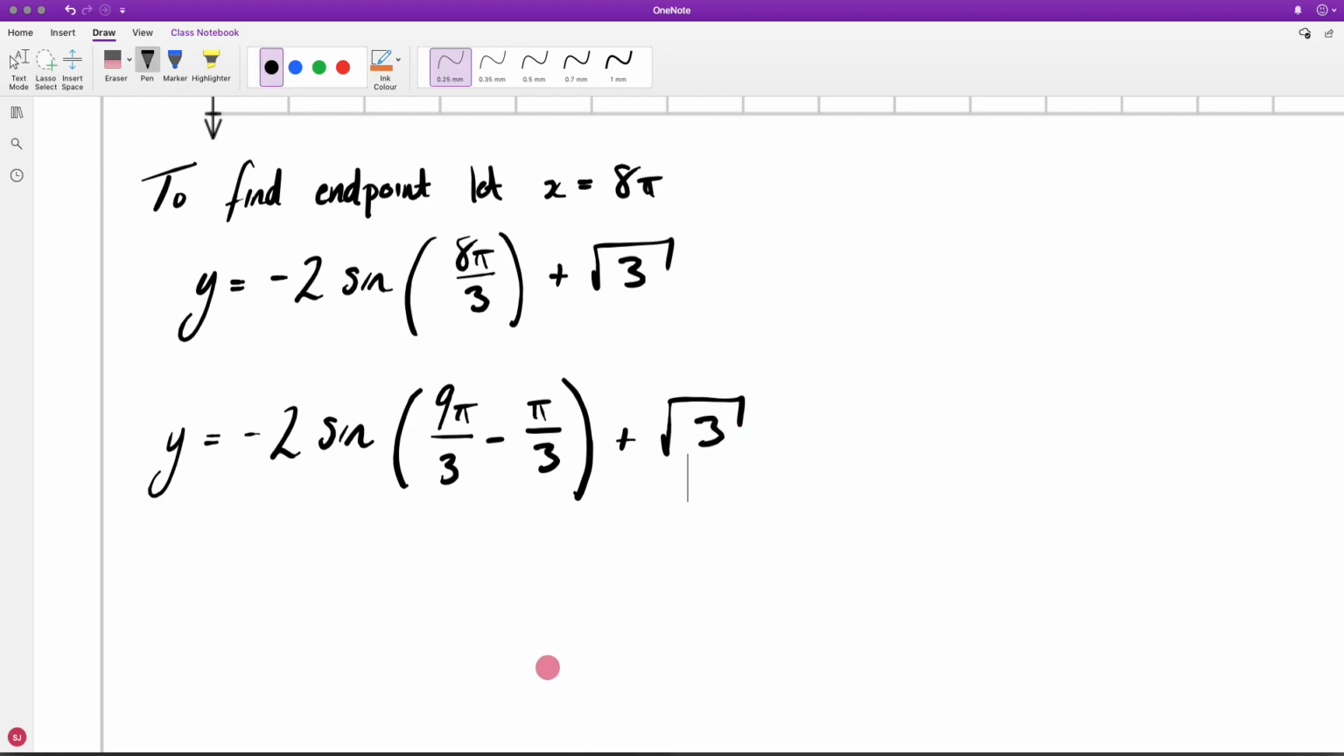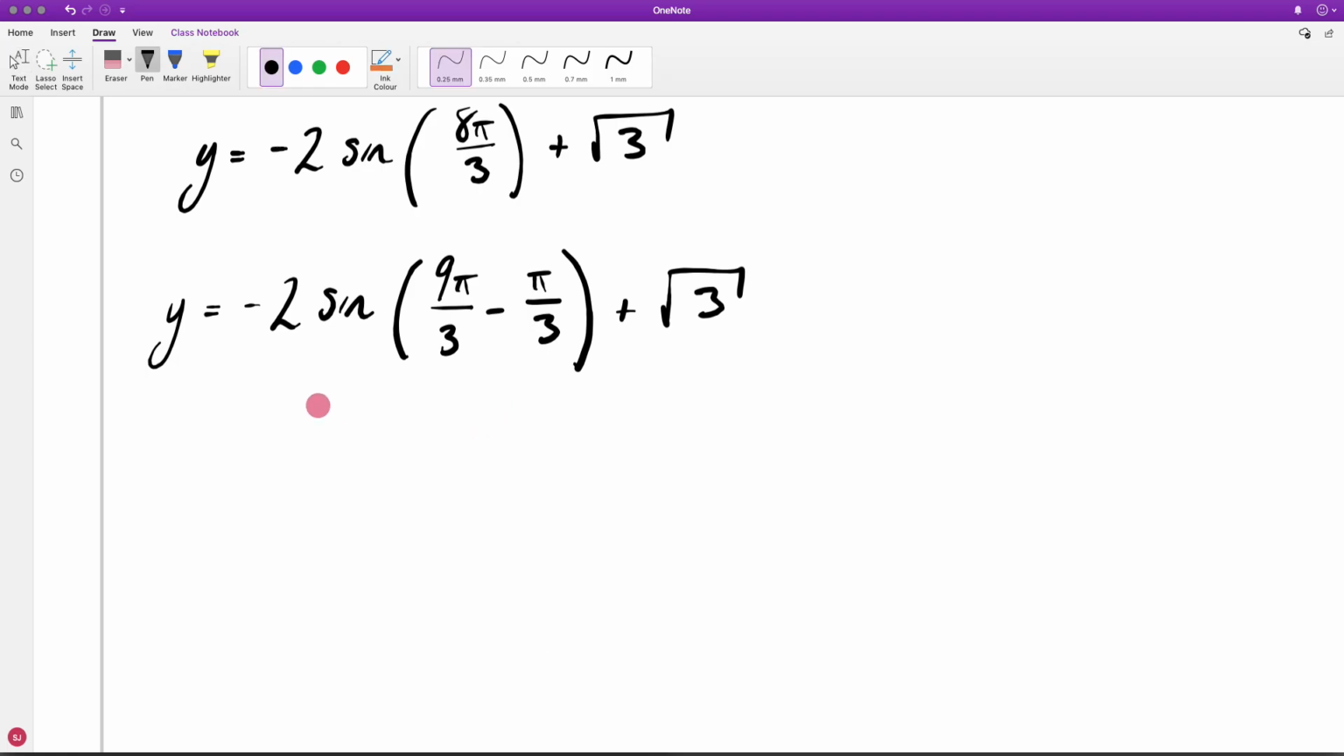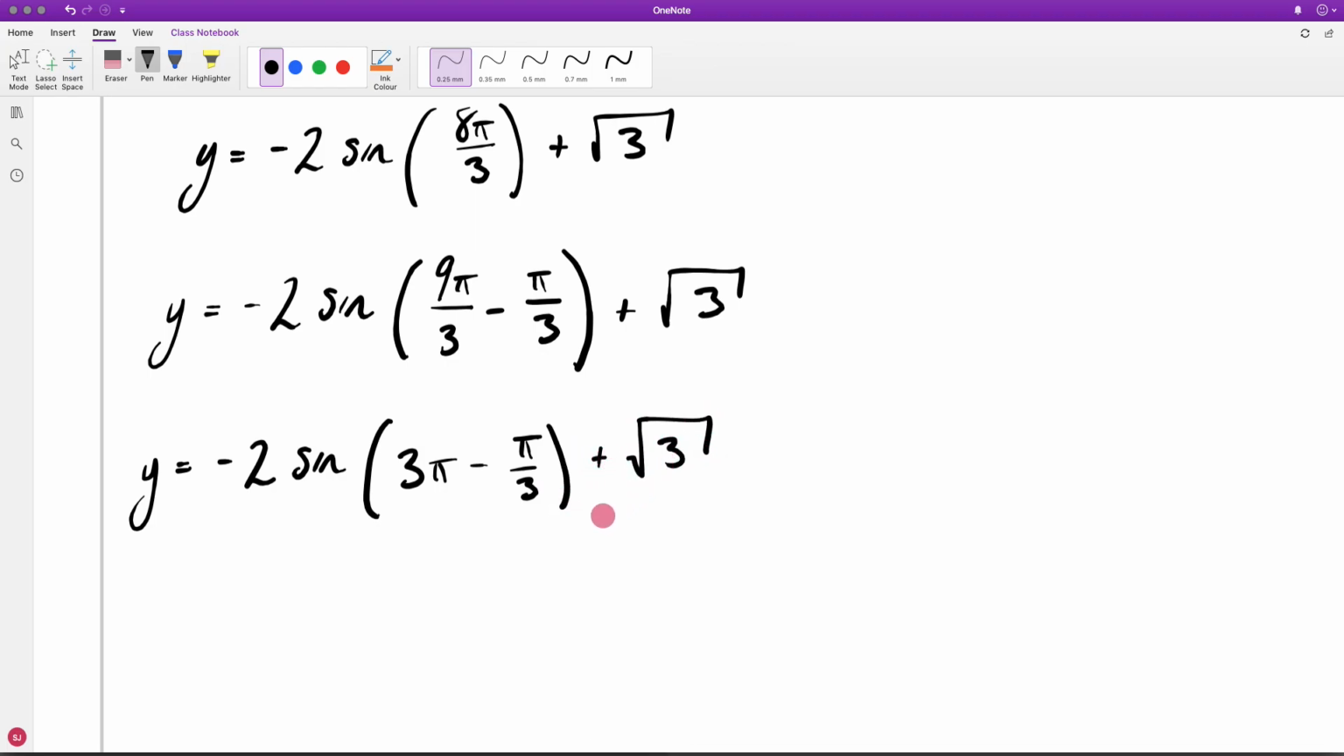Next, let's continue. Let me rewrite this. This will be y equals -2 sine of 9 pi over 3, which is the same as 3 pi minus pi over 3, plus the square root of 3.